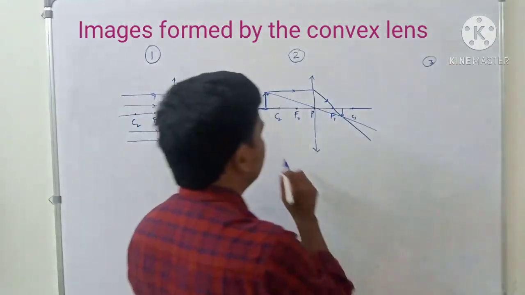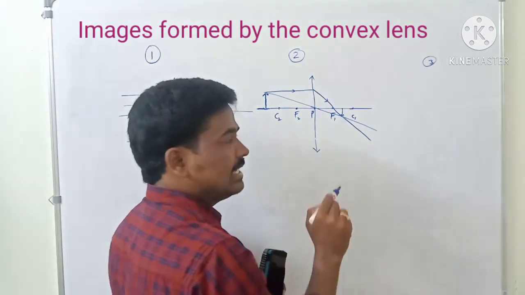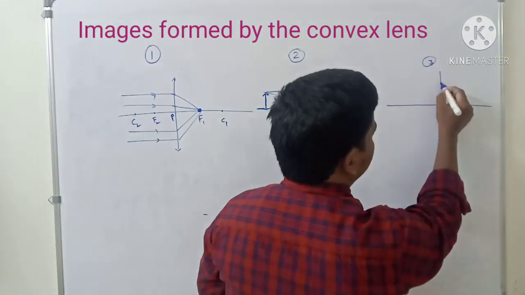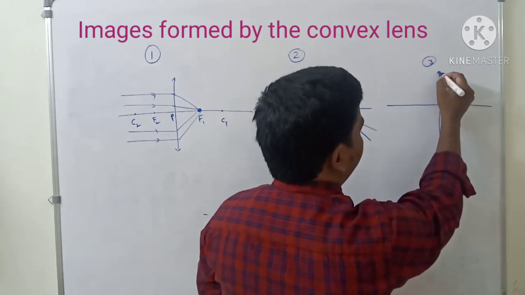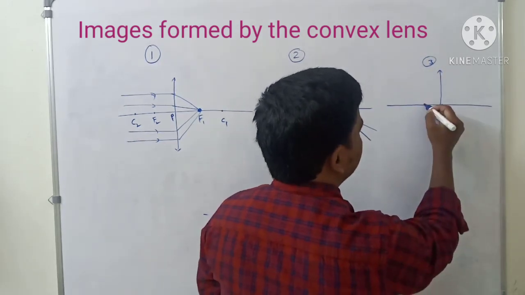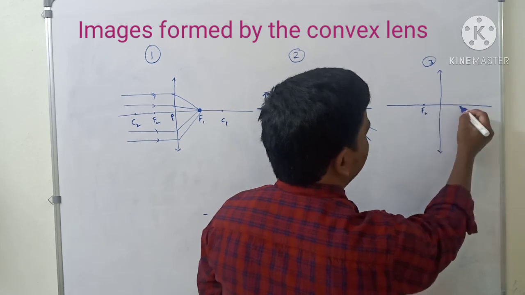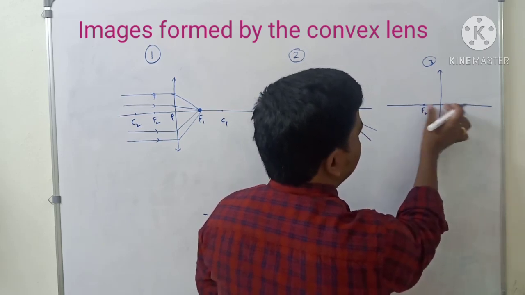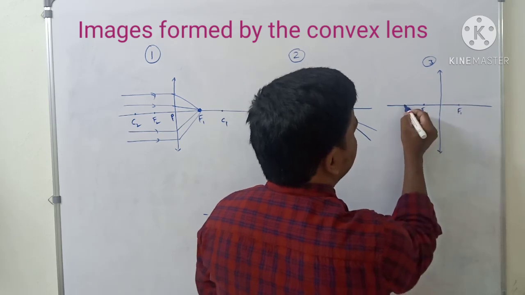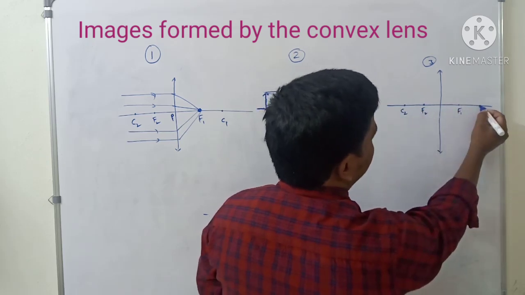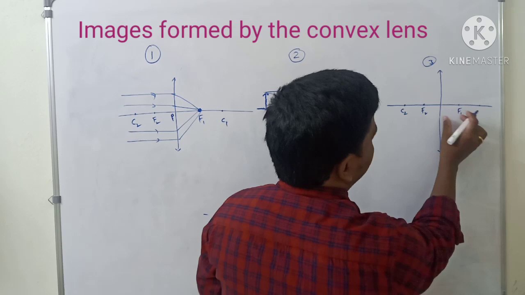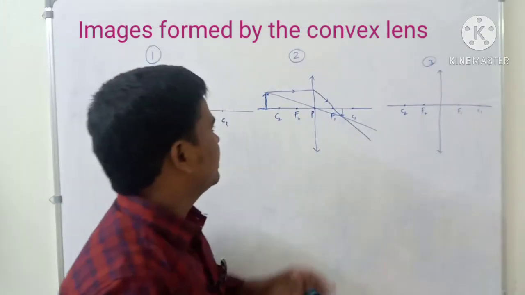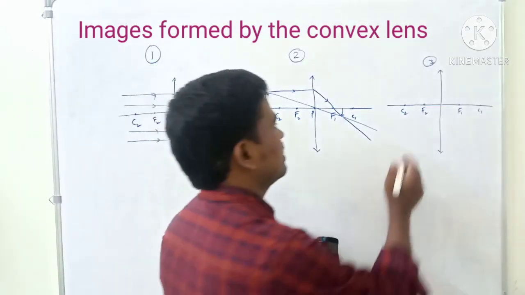What is the third place? If the object is at C, the center of curvature. Let me draw. Very easy. You have to choose these distances properly. F1, F2 are at equal distances, and C2, C1 are also double the focal length. So let me take the object at C2.